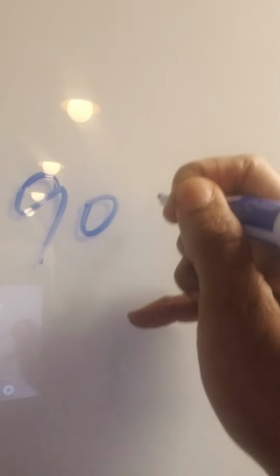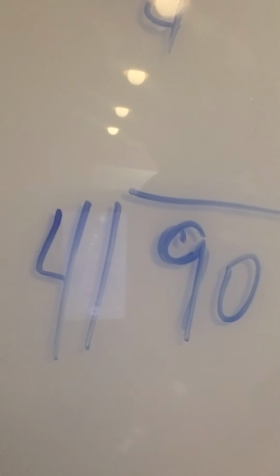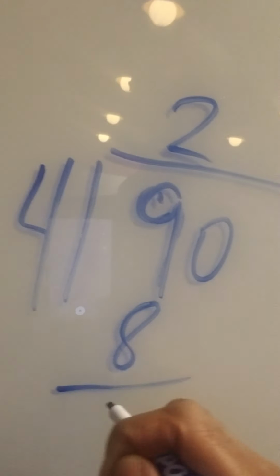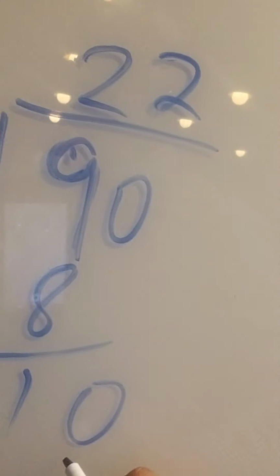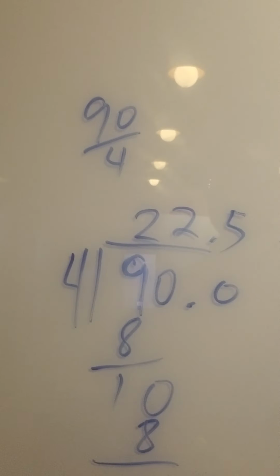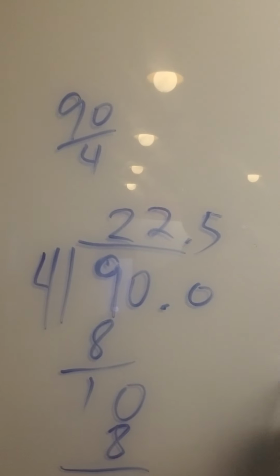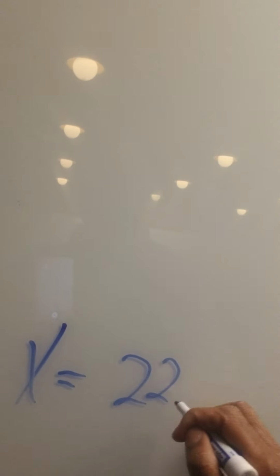Okay? 90 over 4 is the same thing as 90 divided by 4. Okay? That's 2, 8, 10. That's 2 again, 8, 2, point. So x is equal to 22 and a half.